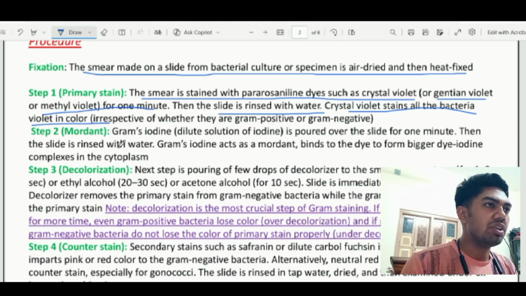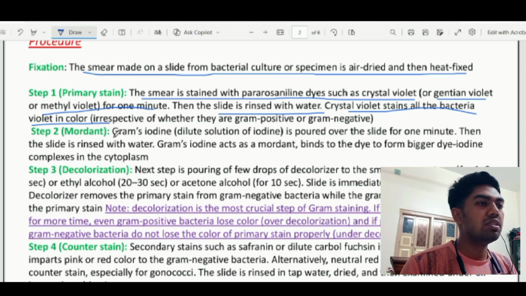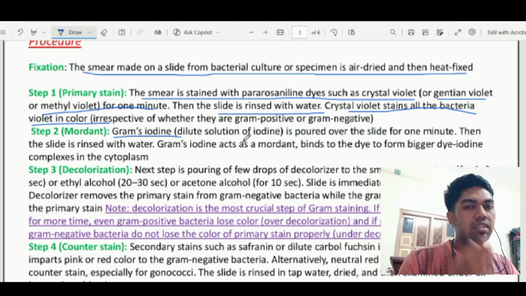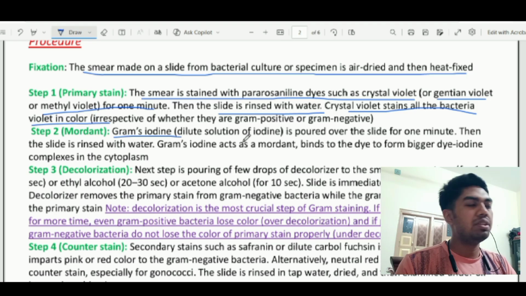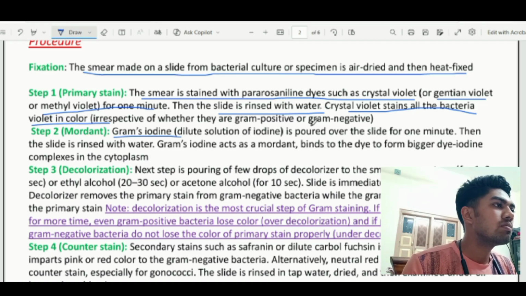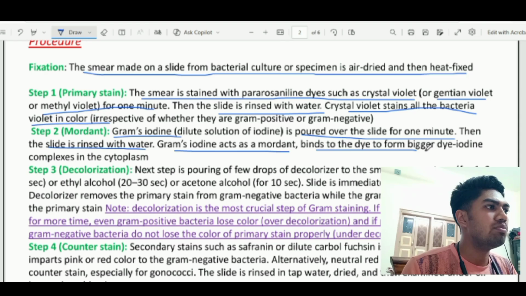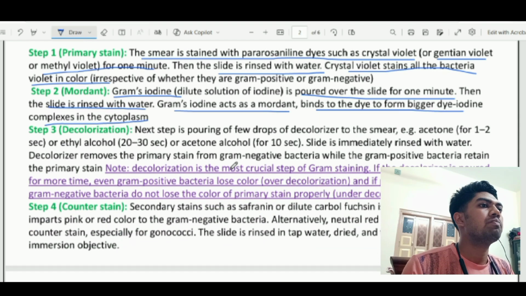Then step 2 is mordant. We are using the mordant gram's iodine. Gram's iodine is poured over the slide for 1 minute. Then after 1 minute, the slide is again rinsed with water. Gram's iodine acts as a mordant and binds to the dye to form bigger crystal violet-iodine complexes in the cytoplasm.